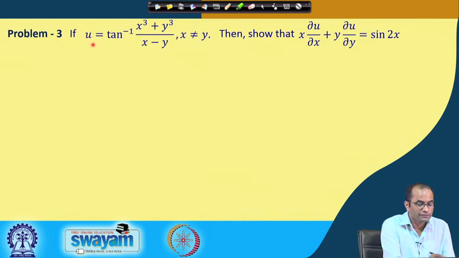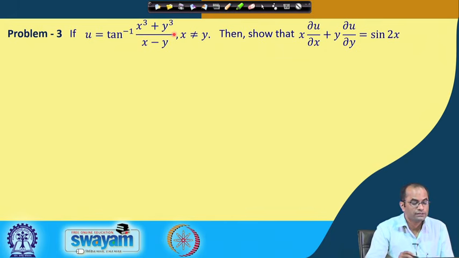So, here we have u, which is given as tan inverse of (x cube plus y cube) over (x minus y), where x is not equal to y because this is not defined when x is equal to y. We then show that x del u over del x plus y del u over del y is equal to sin 2u.